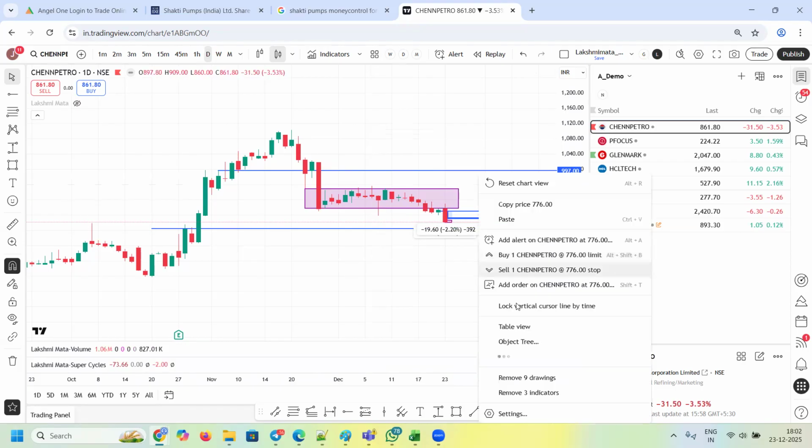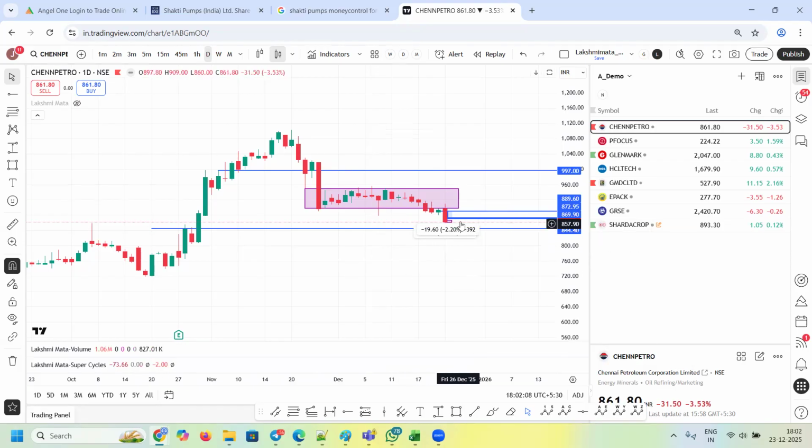Correct? So if someone is holding the stock, they can wait for 84.40 as a stop loss. I mean, if it breaks below that, they can exit, or it might form a double bottom and go up, right? What is that? I didn't get you. One minute, I'll switch on the light.